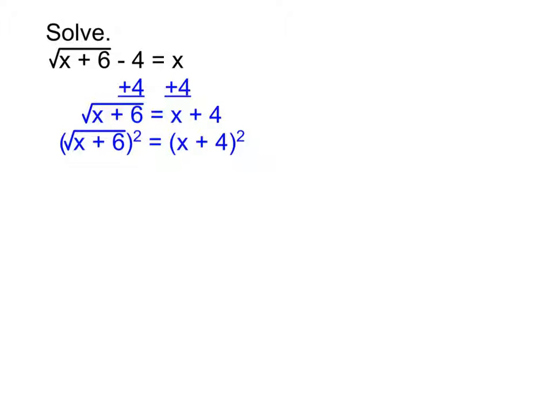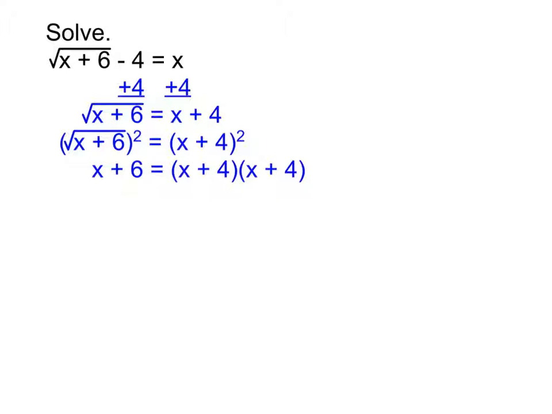It's just that in this case, when I square both sides of the equation, the right side is not quite as simple as what it's been in the past. I'm actually going to be doing x plus 4 squared. And if I'm going to be doing x plus 4 squared, yeah, I'm going to have to multiply that out, as you're going to see.